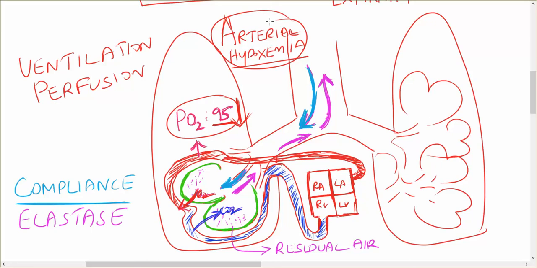The ability of the lung to stretch is called compliance, and the ability of the alveoli to recoil back is called elastance. You should understand these two terminologies. Certain diseases affect the compliance, certain diseases affect the elastance property. So let's finish these basics now, and inshallah let's go to the lecture.